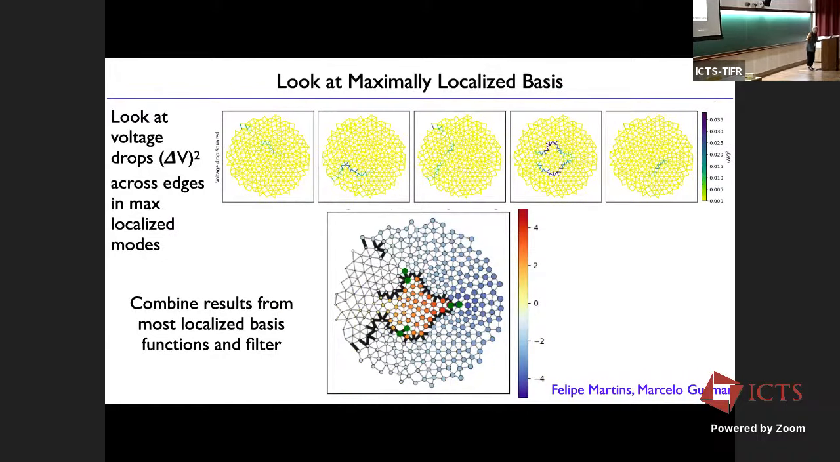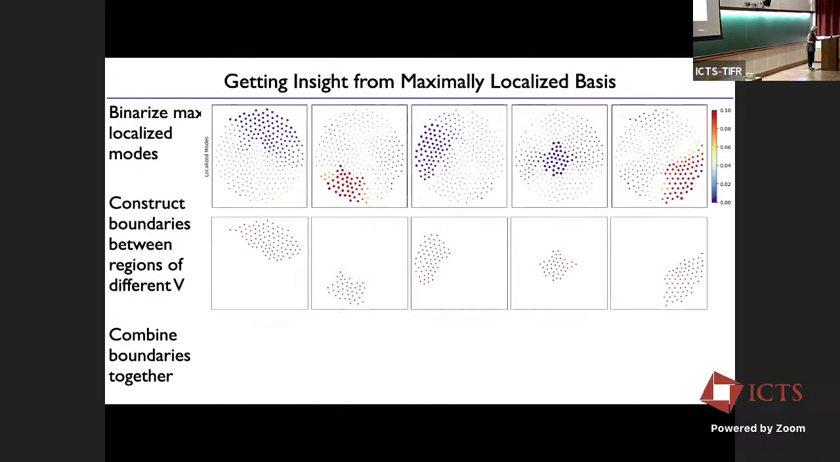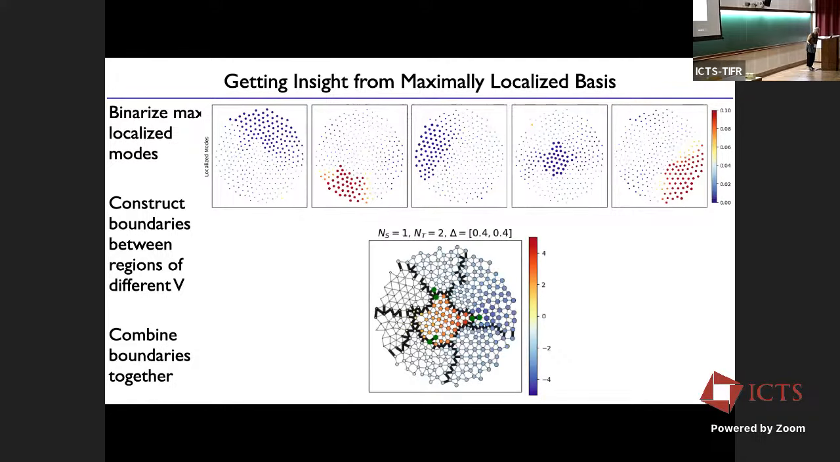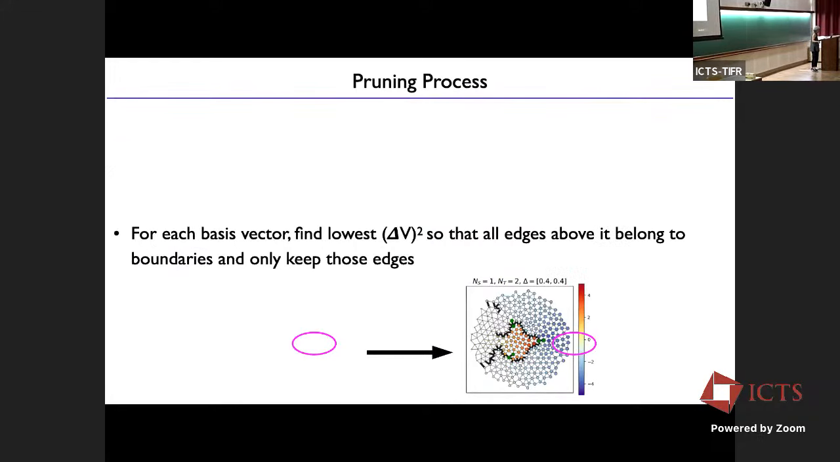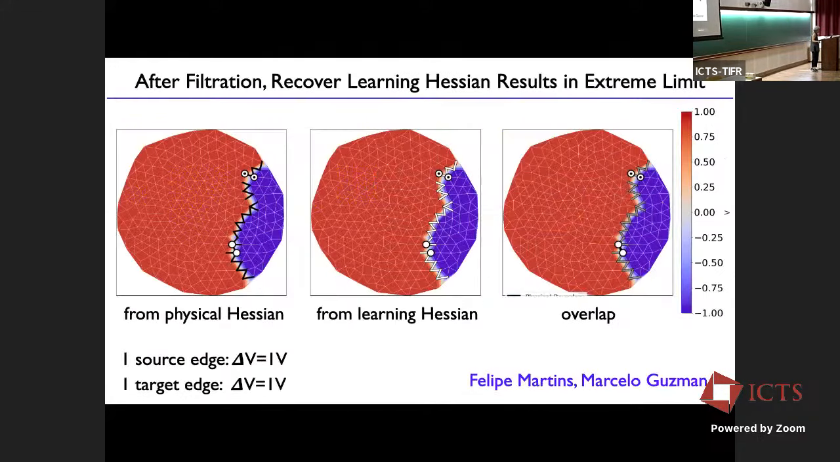We can combine all these different little high voltage drop wiggles into one picture. We do some filtration. I'm not going to go into too many of the details, but in the end, what you get is a picture like this, when we just paste all these boundaries together from these modes. I don't think it's worth going through it. It's too technical.